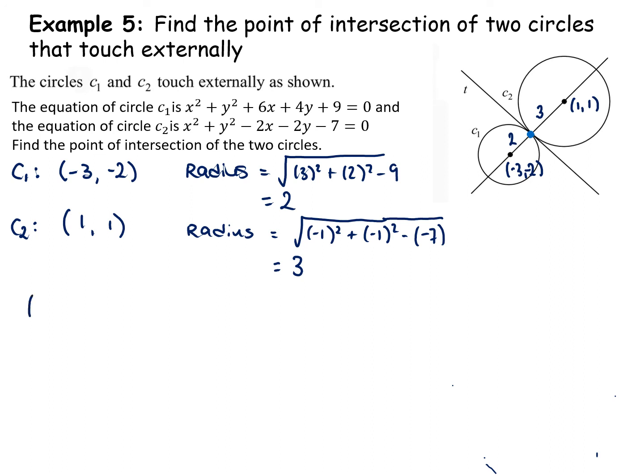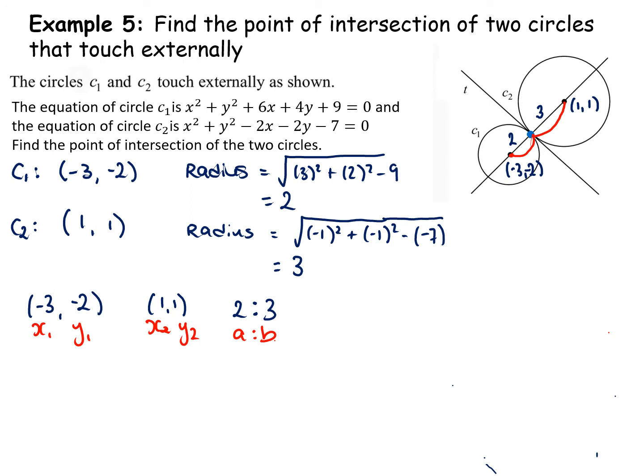So if I take the points minus 3, minus 2 and 1, 1 as x1, y1 and x2, y2, and I take my ratio as 2 is to 3, and again on my log tables that's the ratio a is to b. It's really important that whatever point you start with, so we started here, the first piece is how long that should be. So 2 is to 3. We start from that point, 2 is to 3, and we end at 1, 1.